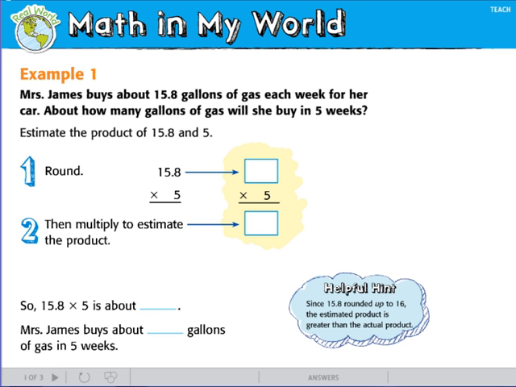Mrs. James buys about 15 and 8/10 gallons of gas each week for her car. About how many gallons of gas will she buy in 5 weeks? In our last class, we decided that Mrs. James drives a lot. So we're going to estimate the product of 15 and 8/10 and 5. So we're going to round. 15 and 8/10 rounded will become what?